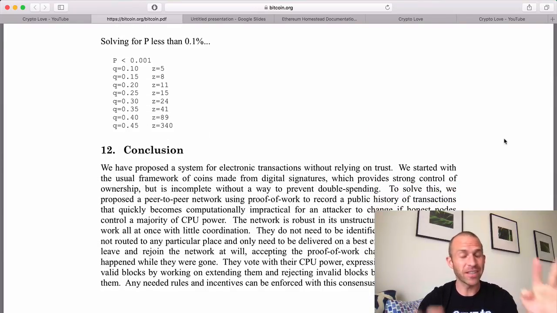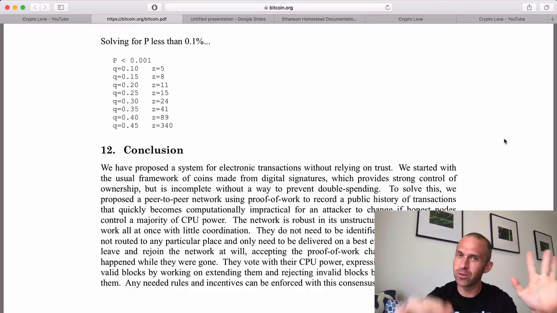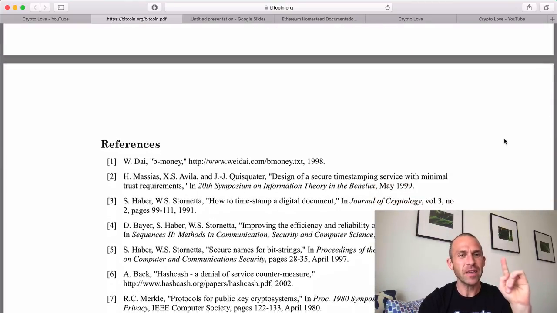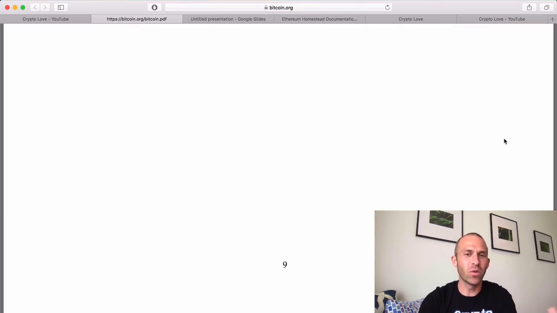I'm not a super genius. I know, it's hard to believe. I'm not a super genius. Just an ordinary mere mortal. But do the work, all right? And then you can see the references and everything. So that's a good white paper.